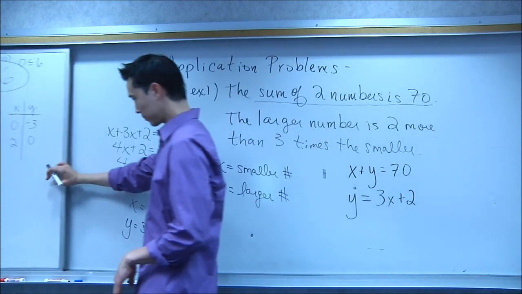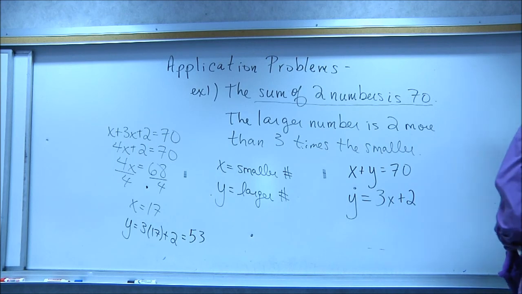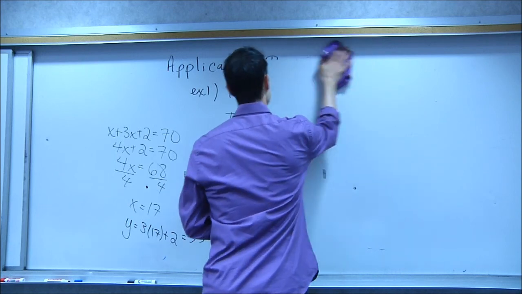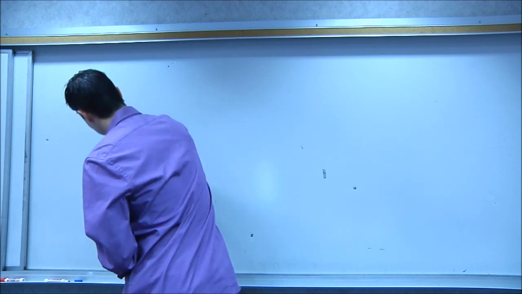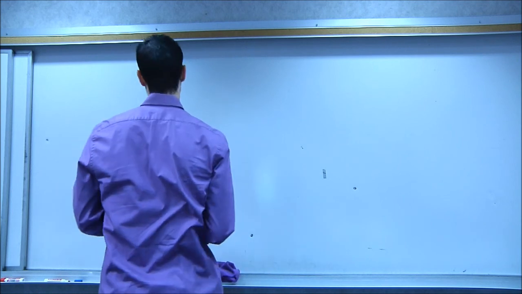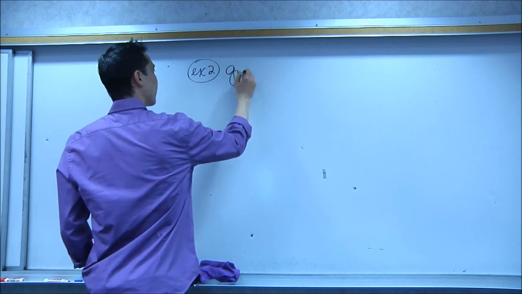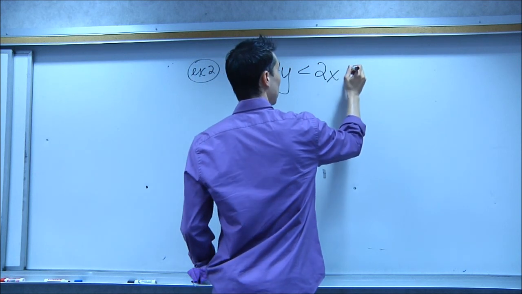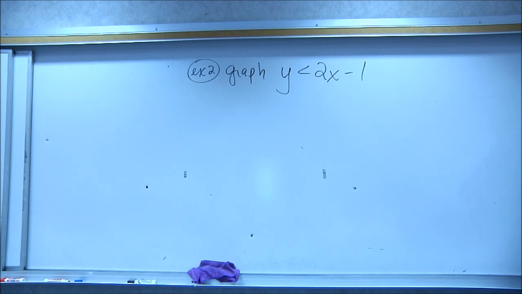Let's try another one. All right, why don't we do, for example, two, graph y is less than 2x minus 1. Y is less than 2x minus 1, okay?